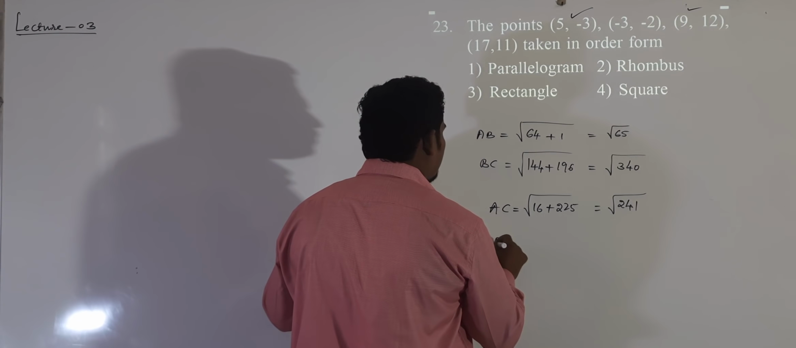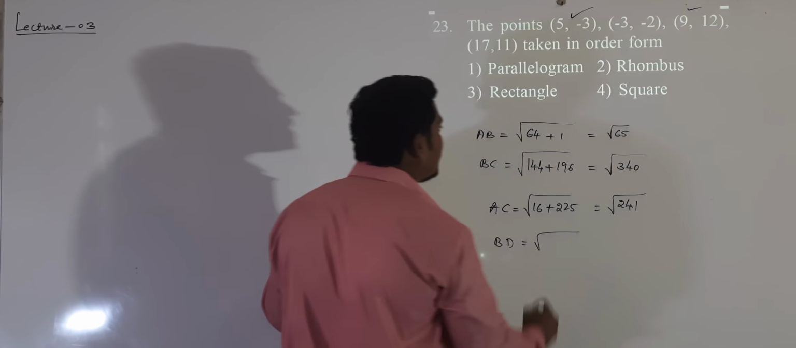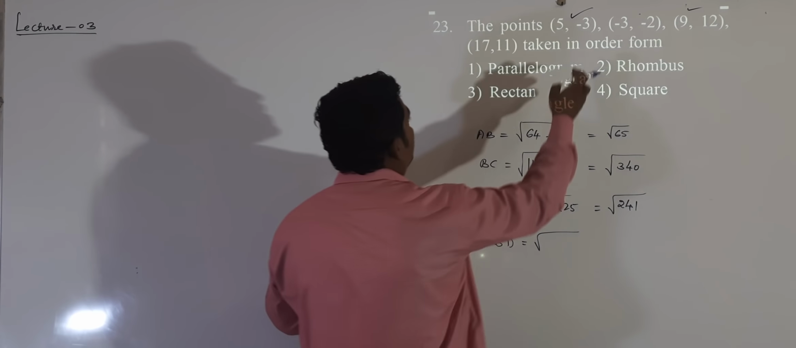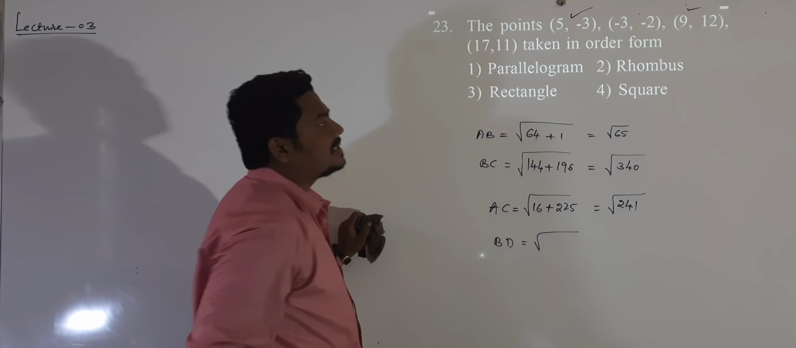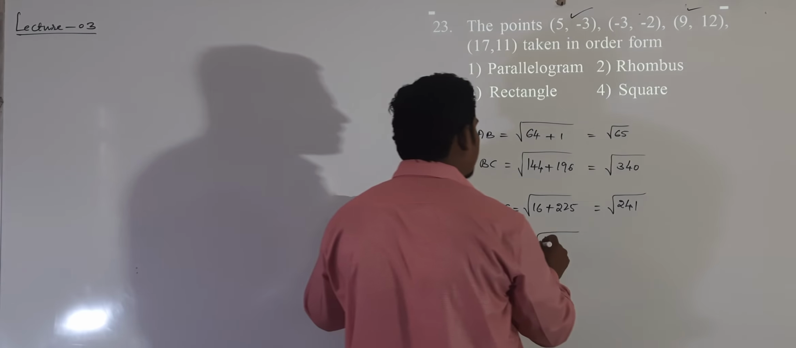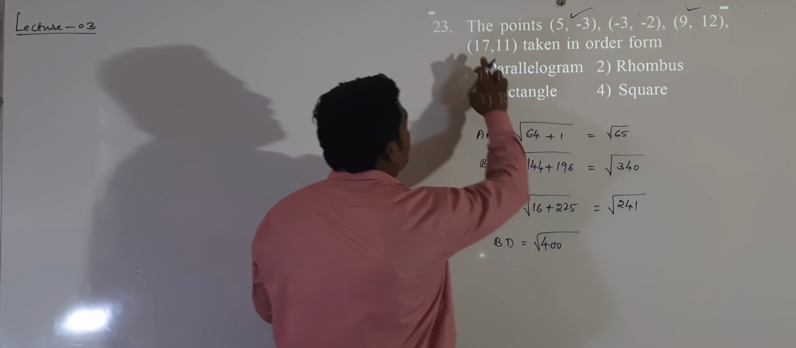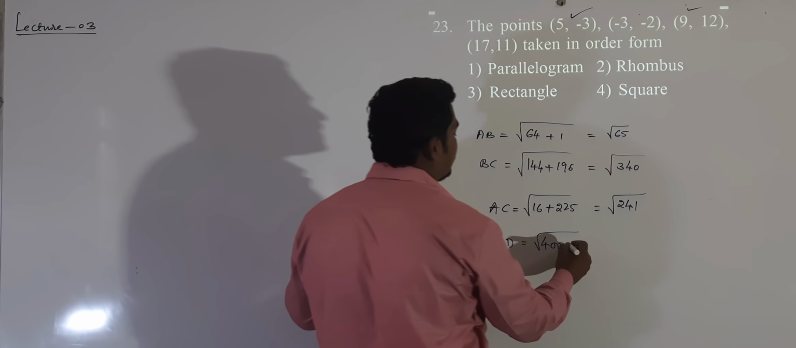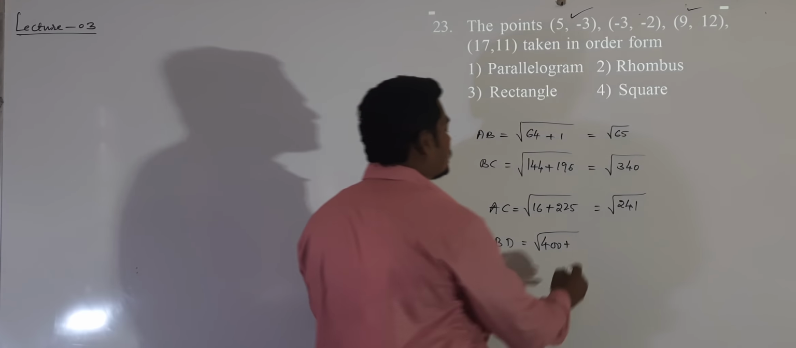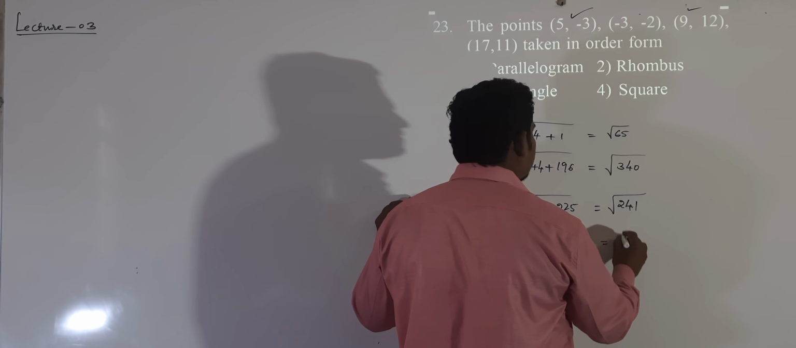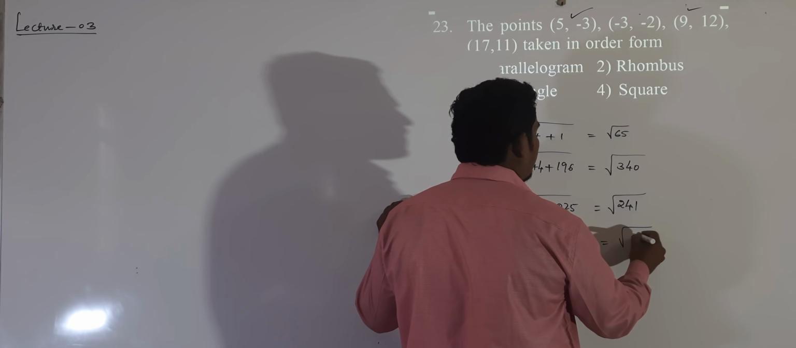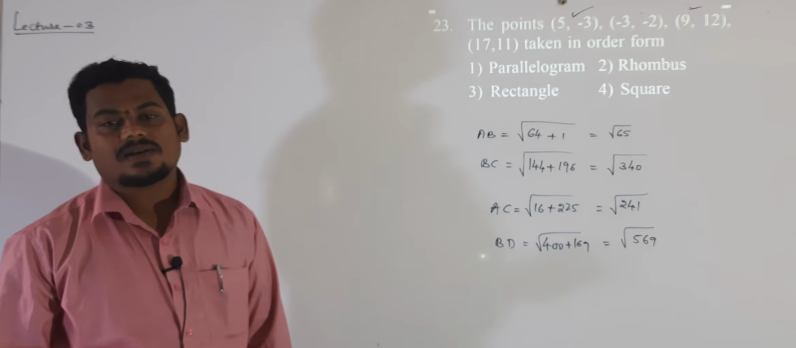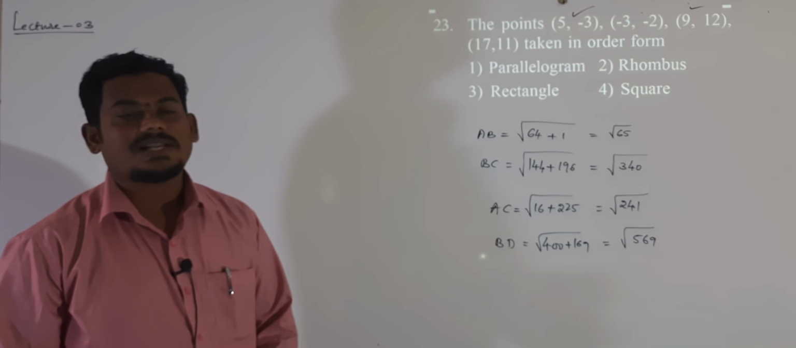Then diagonal BD. What is BD? Distance between B and D here. Distance BD: 17 minus, means 20 whole square is 400, right? 17 minus of minus, plus 11 plus 13, 13 whole square is 169. That's equal to square root of 569. Diagonals unequal, adjacent sides unequal, then what do you conclude about the given quadrilateral?